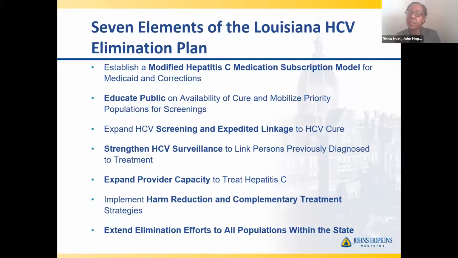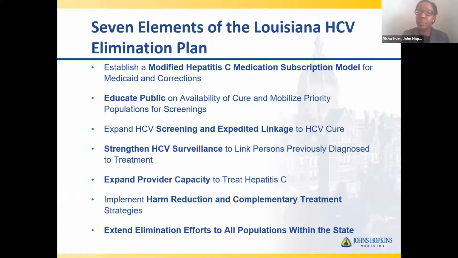So Louisiana developed a plan, their hepatitis C elimination plan, which had 7 key elements, which they launched in the summer of 2019. Again, in those pre-COVID days. So first, they wanted to establish a modified hepatitis C medication subscription model within both Medicaid and corrections. And I'll talk about the implications of that later. But this is really to remove that financial burden that's been such a big issue for states.